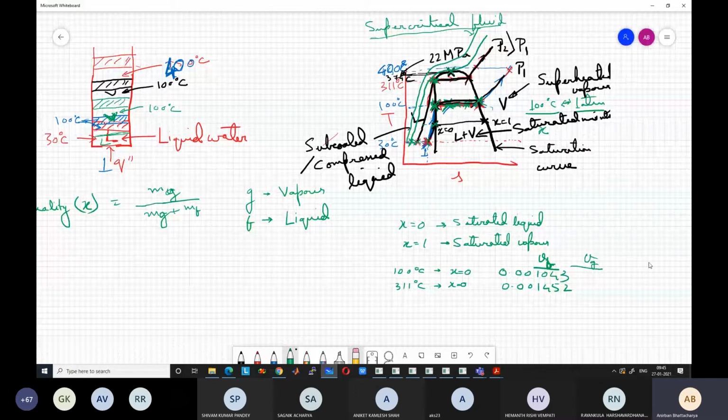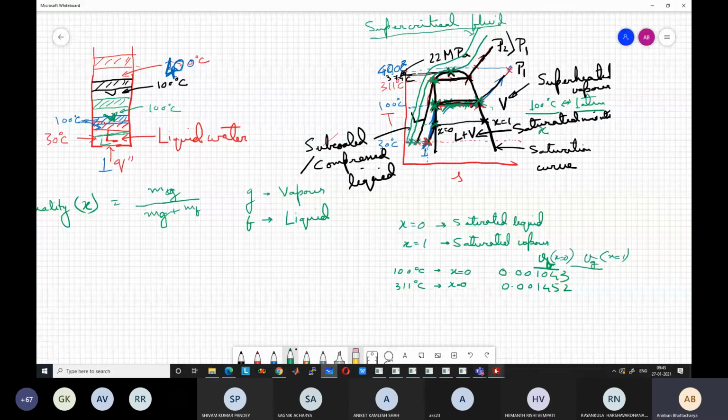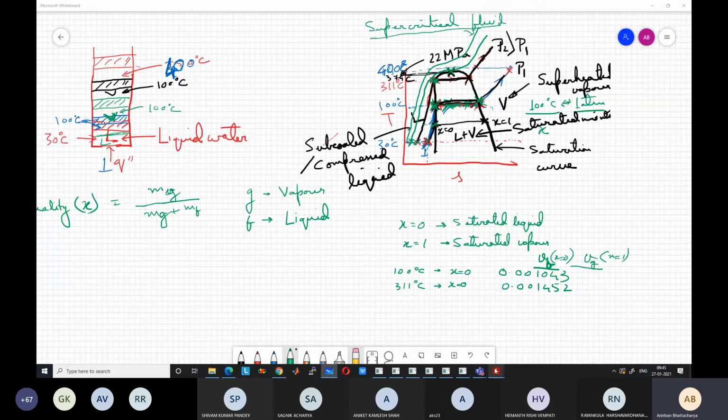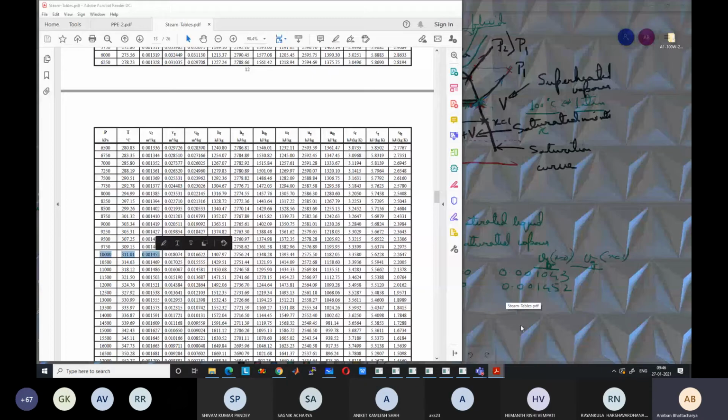vf means x equal to 0. So for this temperature, the specific volume of the vapor is 0.1945. I will come back to these tables anyway. In case you don't understand, I am just putting some values right now.